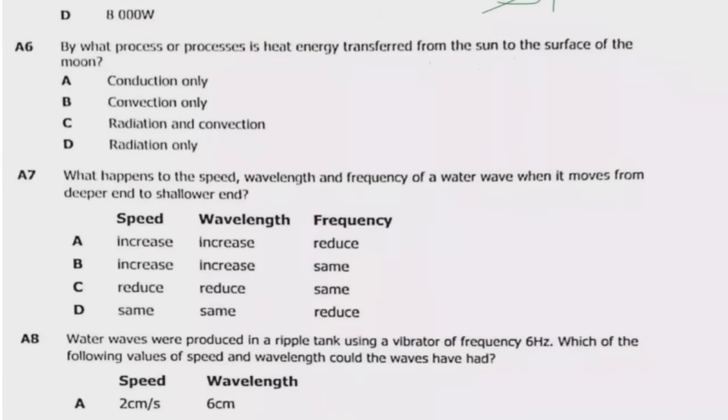We come to question 6, which is, by what process or processes is heat energy transferred from the sun to the surface of the moon? What form of heat transfer is heat transferred from the sun to the surface of the moon? Between the sun and the moon, for the heat to travel through that space, there is no need of any medium. There is no medium where heat passes through to reach the moon. So the answer will be G, which is radiation.